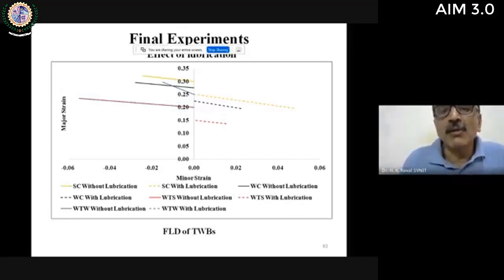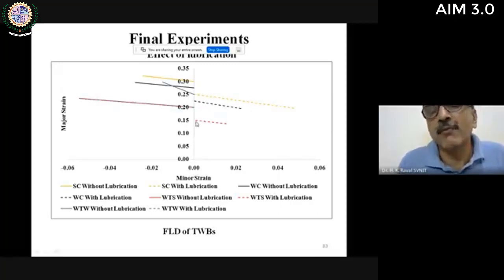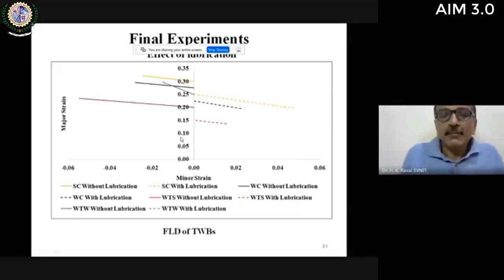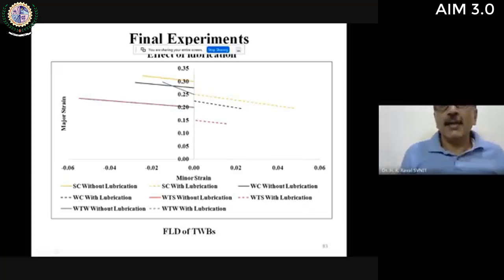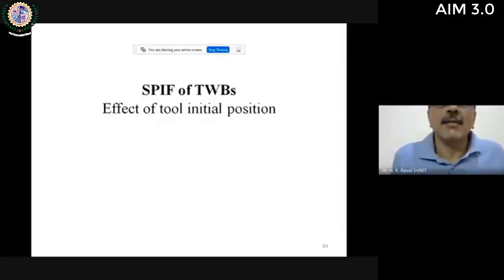This particular chart also indicates the formability. The higher the strain, the more the chance of reaching failure. The lower the strain, the less the chance of reaching failure. Hence, there is more chance of deforming. You can go to a further depth to achieve more height of forming. So this is the FLD of the particular experimentation.